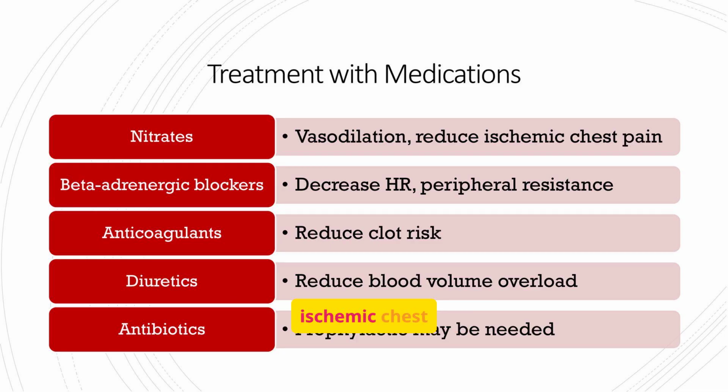Nitrates can reduce ischemic chest pain. Beta blockers decrease heart rate and peripheral resistance. Anticoagulants reduce clot risk. Diuretics reduce blood volume overload. And antibiotics may be needed prophylactically.